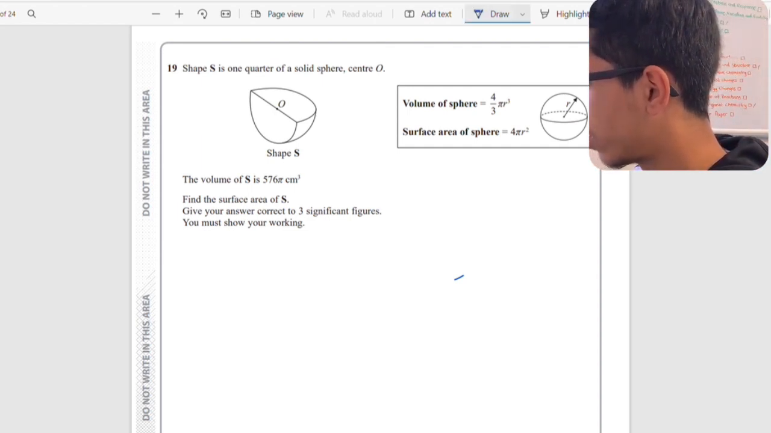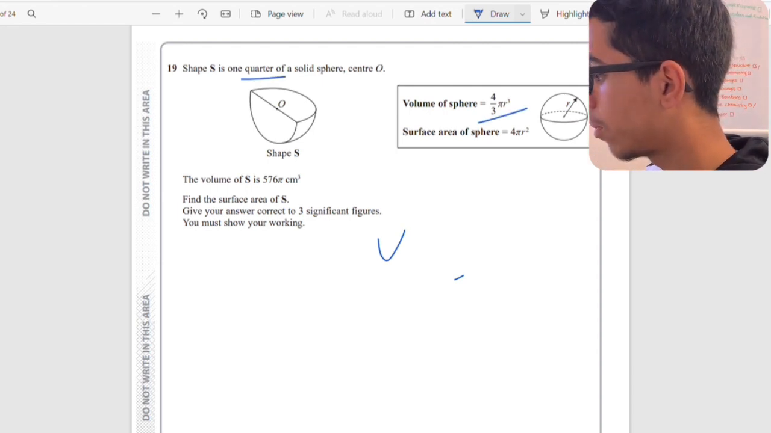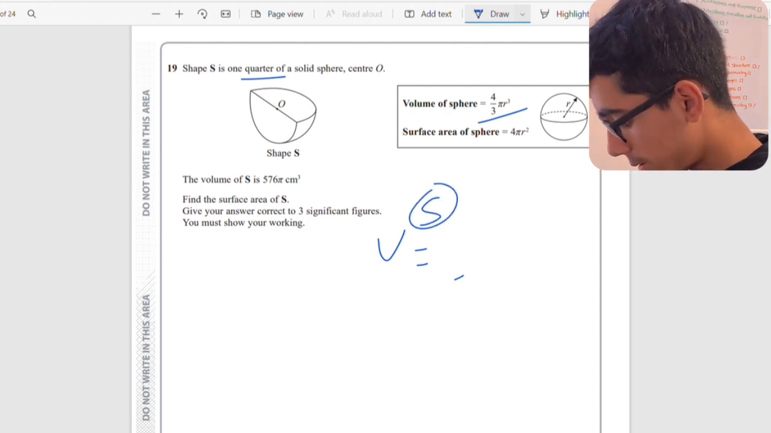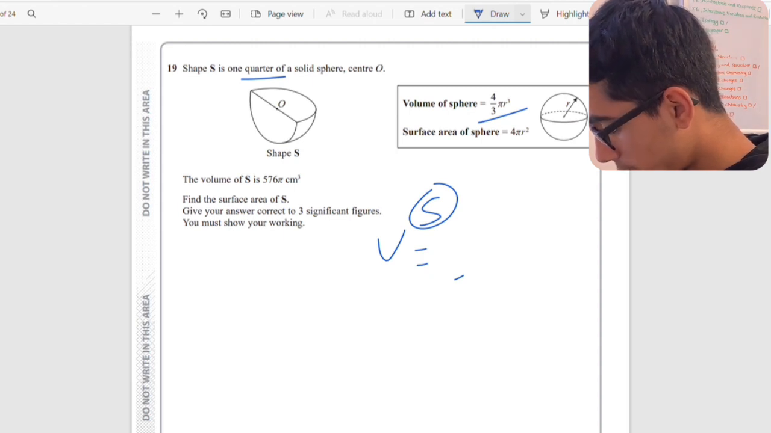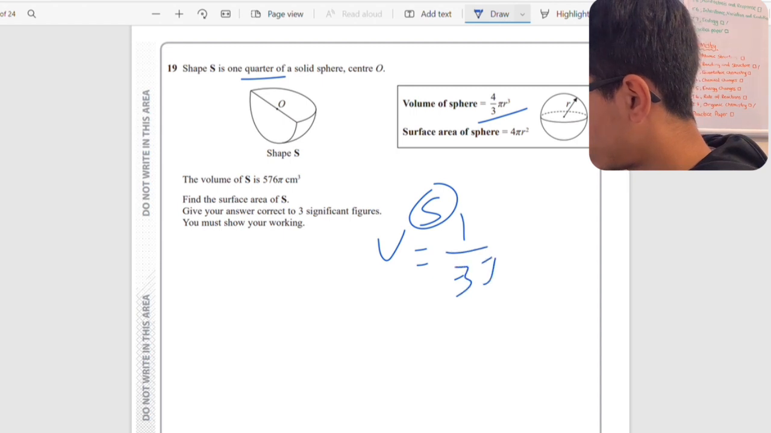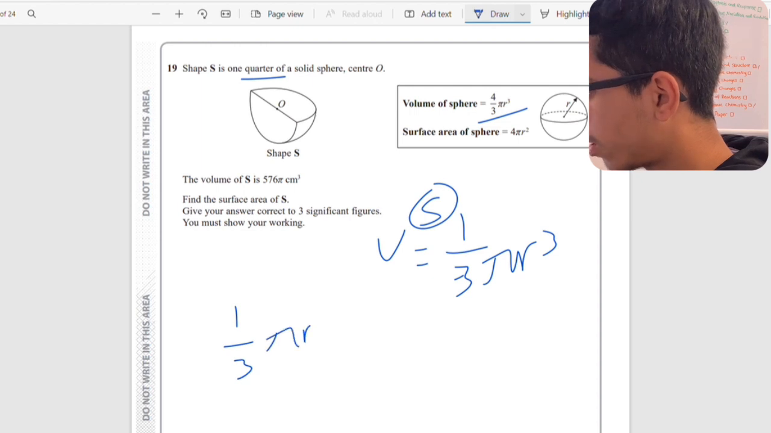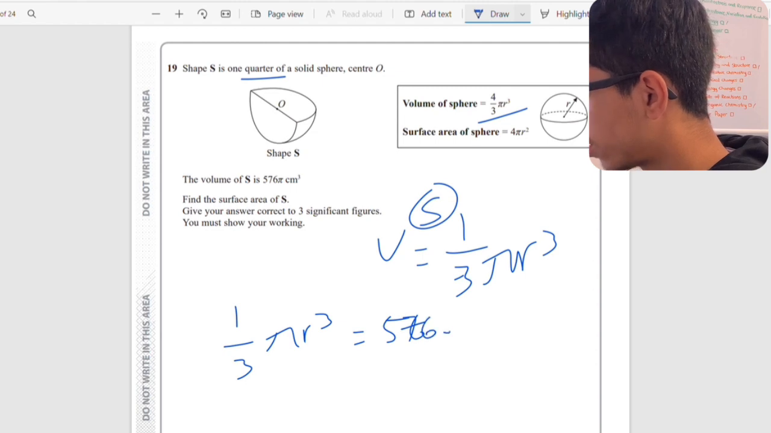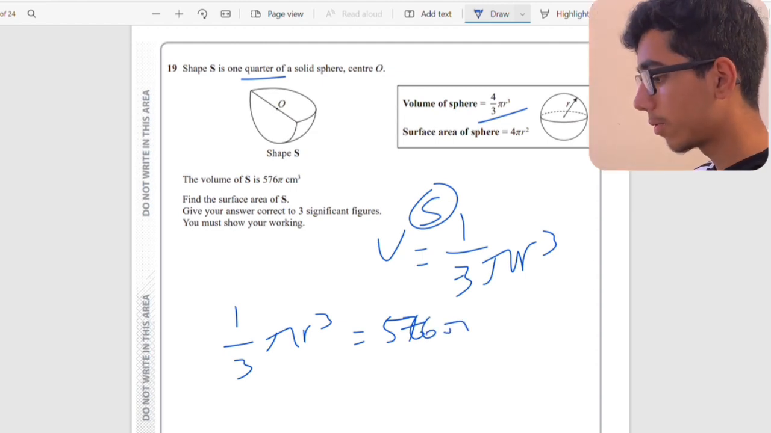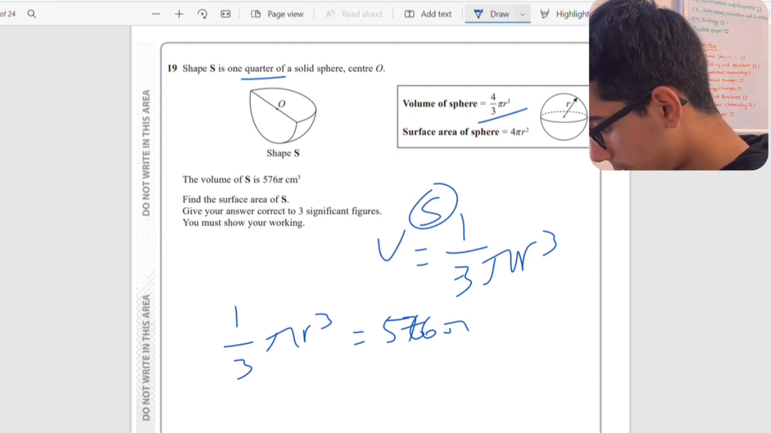So sorry. The volume of a normal sphere is that, but in this case, because this is a quarter, we know that the volume for this shape S is going to be 1/4 multiplied by 4/3, so 1/3. So 1/3 pi r to the power of 3. So we know that 1/3 pi r to the power of 3 equals 576 pi. First thing I'm going to do is get rid of the 1/3, so multiply everything by 3. So 576 multiplied by 3.